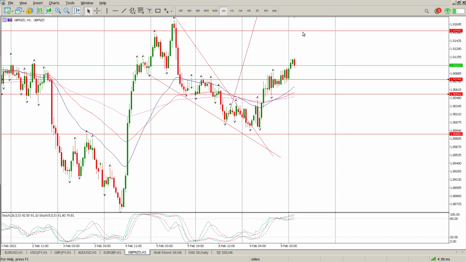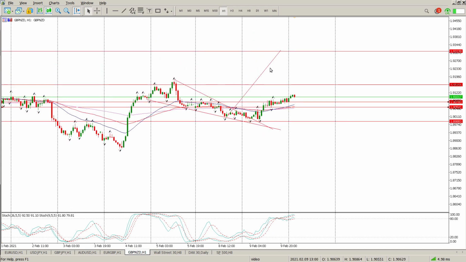First target being this high here, which is 191.591. And if we get through that, then I'm looking at this target here, 193.139, which would be the measured move of the wedge.